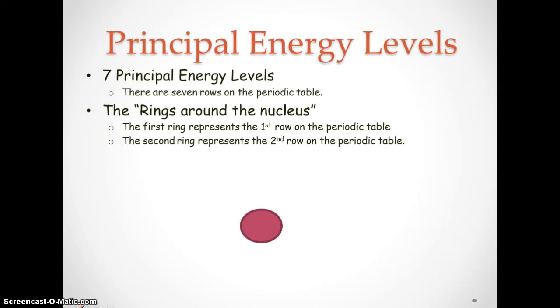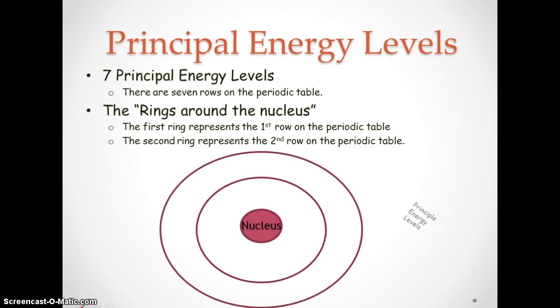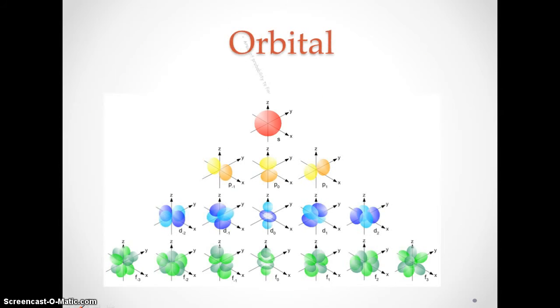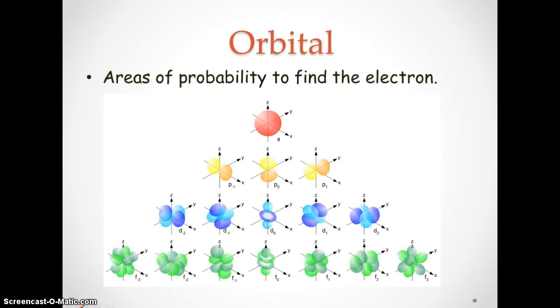So in the example, we have our nucleus in the center, and then we have that first ring, which is known as our principal energy level. And then the outside ring is also known as a principal energy level. Orbitals are just the areas of probability of finding an electron.